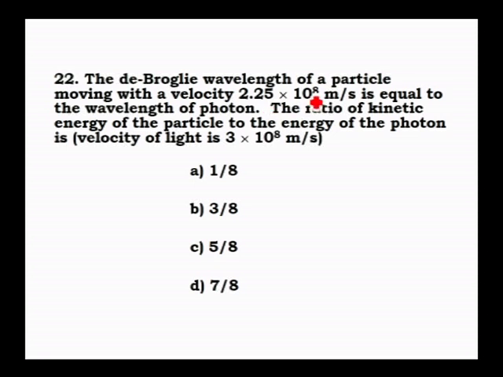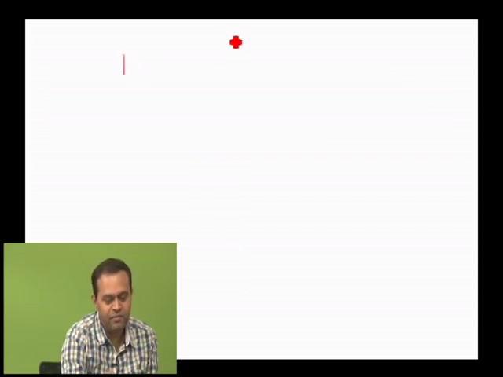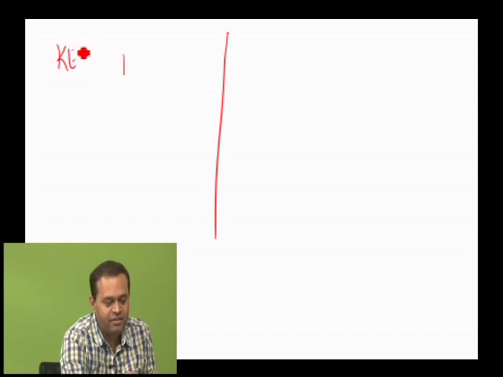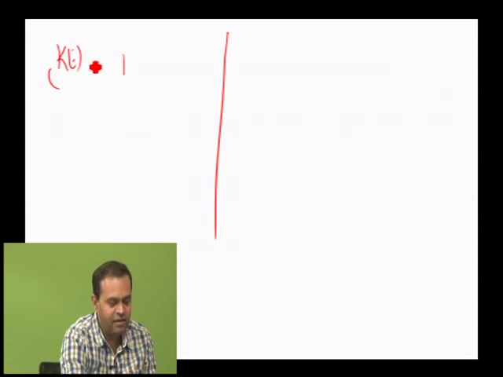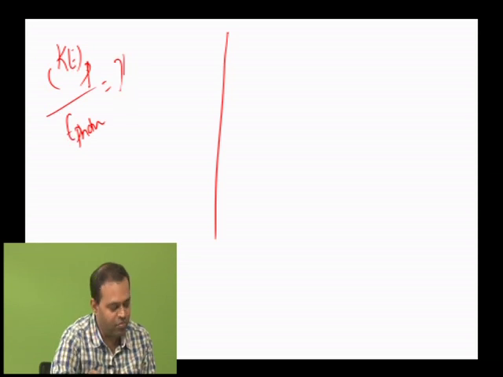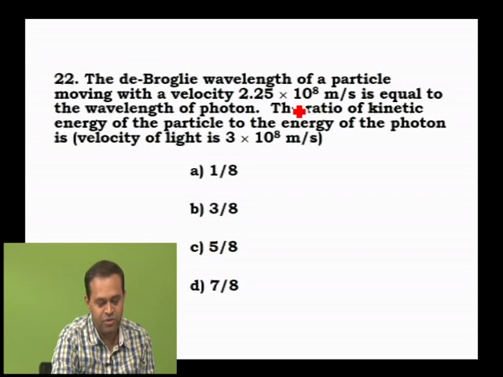The de Broglie wavelength of a particle moving with a velocity 2.25 into 10 power 8 meter per second is equal to the wavelength of a photon. The ratio of kinetic energy of the particle to energy of the photon is? This is equally important. Anyway, what you have to calculate is this ratio of the kinetic energy of the particle to the energy of the photon. What is given? The velocity of that particle is given, it is 2.25 into 10 power 8, both having the same wavelength.